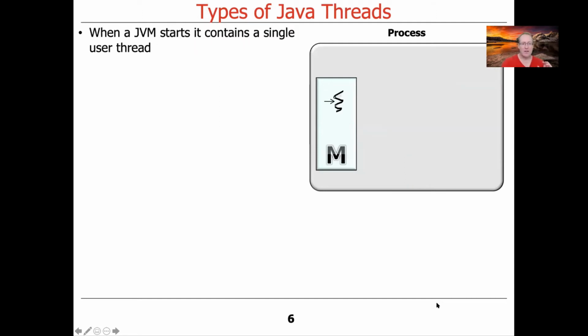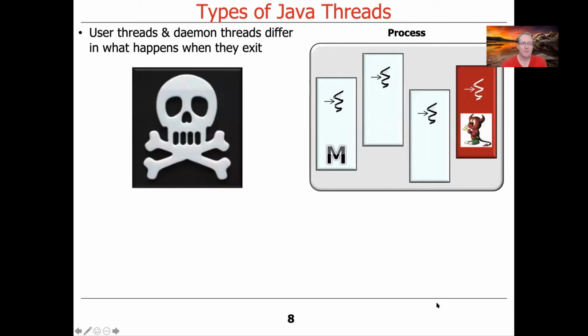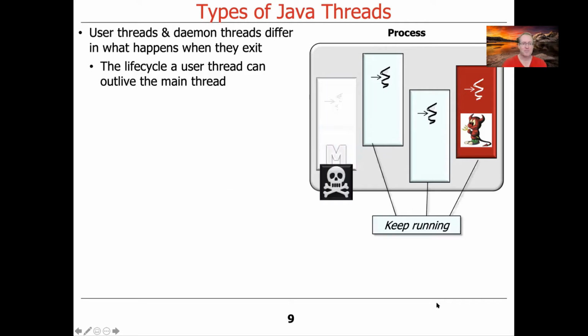The Java virtual machine, or the Java execution environment, when it starts up, will contain a single user thread. This is typically known as the main thread. So there's one thread that's always going to be running when a process starts that runs the Java execution environment, like the Java virtual machine. Now, what will happen when a thread exits will differ depending on whether a thread is a user thread or a daemon thread. It's very important to understand the distinction between these two different types of threads.